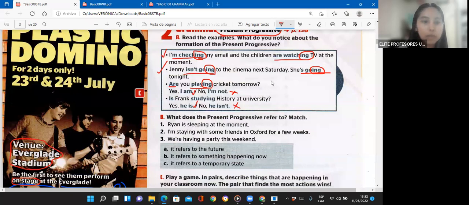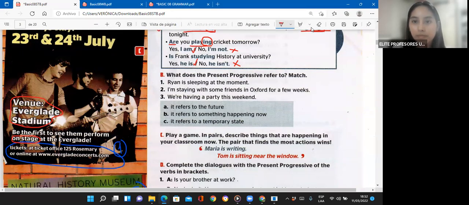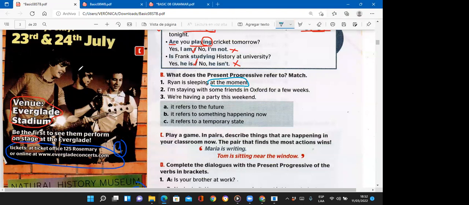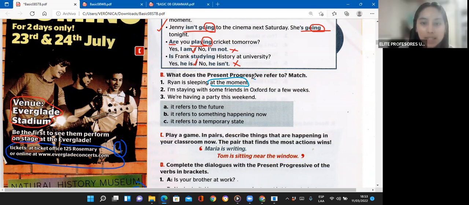Can we move on here with the exercises? Okay, we have B. Who would like to participate here? What does the present progressive refer to? Ryan is sleeping at the moment. Who knows the answer? A, B, or C? It refers to the future. It refers to something happening now. Yes, who said the answer? I think Aisa. Come on, one more time, please. It refers to a temporary state. To a temporary state. That's right. This is C. At the moment. Because Ryan's not going to sleep the whole time unless he's there, right?